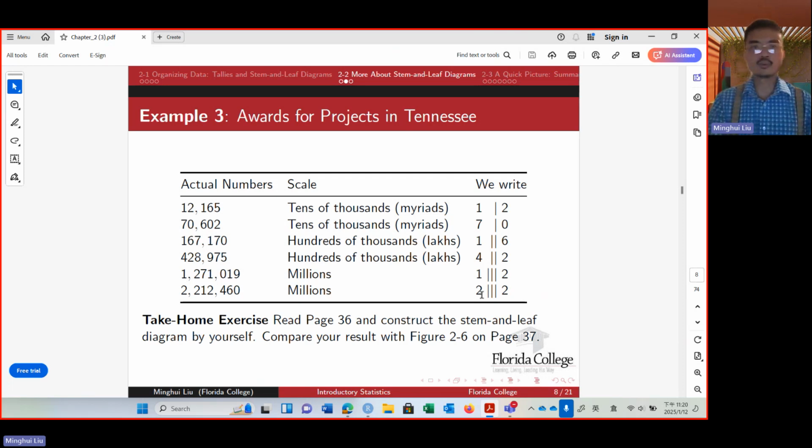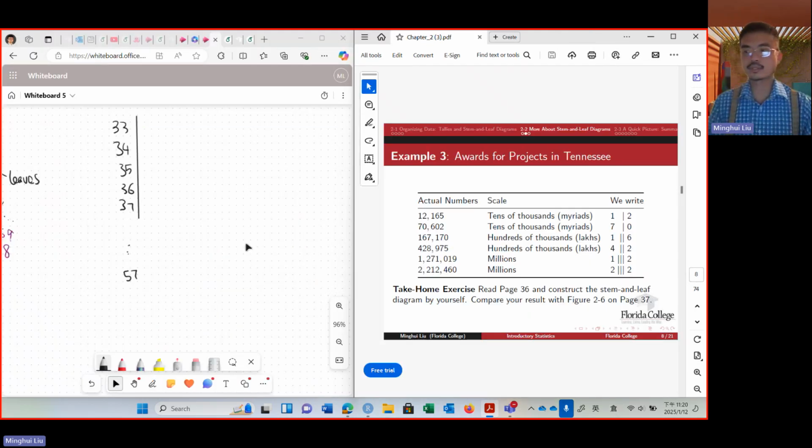So once you have learned that, I would encourage you to take a look at page 36. There's an example. This is the full list of the award of projects in Tennessee. Make sure you read it and don't look at the column called logarithm yet. Just look at the dollar amount and then construct a stem and leaf diagram by yourself. I'm going to give you a little hint to get you started. Notice that those numbers are in their tens of thousands and hundreds of thousands and millions.